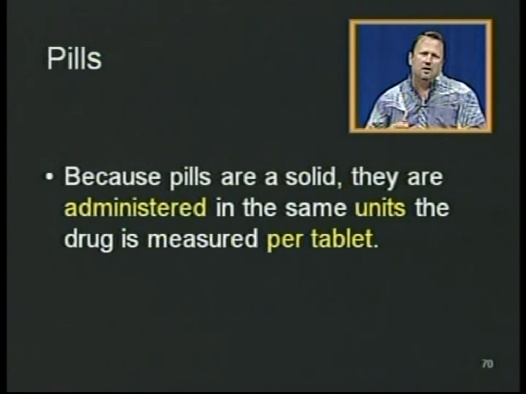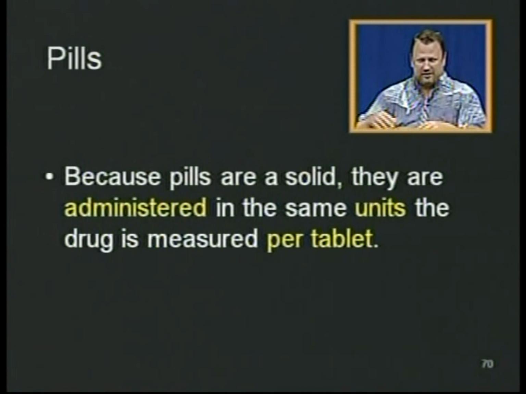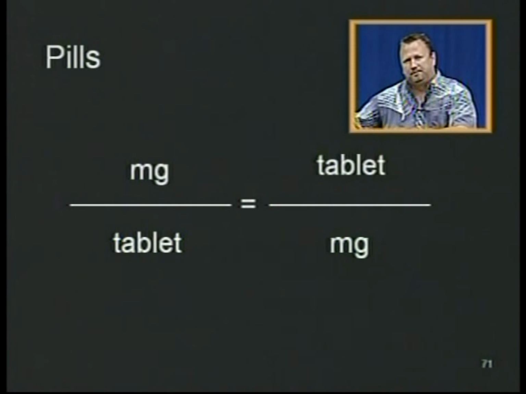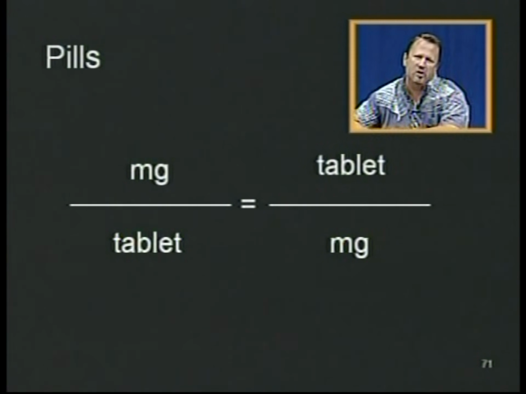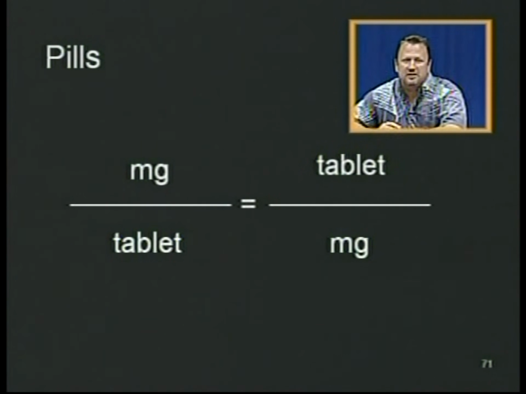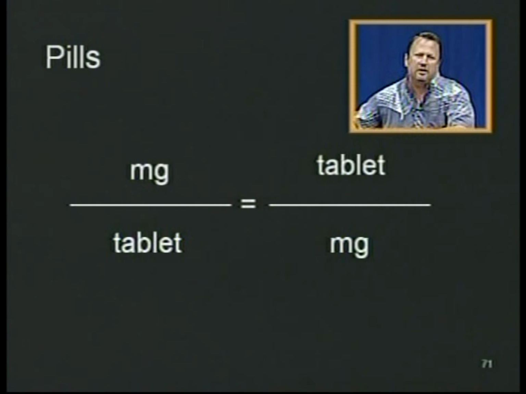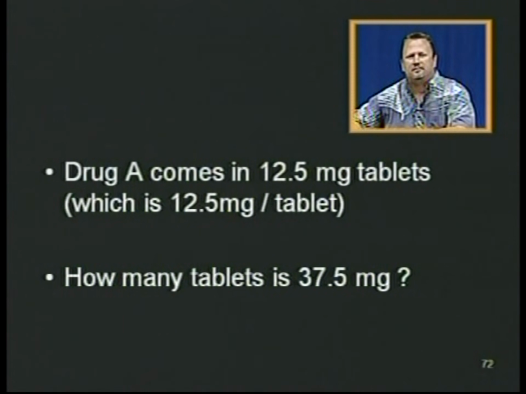Well, pills are easy. Because they're a solid, we can give them in the same units as they are per tablet. And so if we have to give somebody 1 tablet of a 200 milligram drug, there's not too much calculation involved in that. But something to keep in mind when we go through the tablets calculations is that how many milligrams per tablet is the same thing as a tablet per how many milligrams. We can turn those upside down just like we did with pickles and hamburgers.